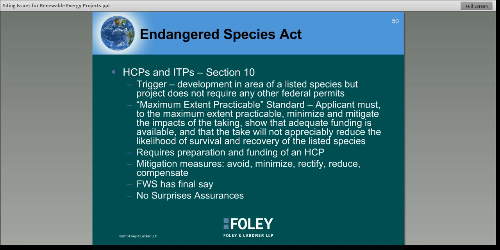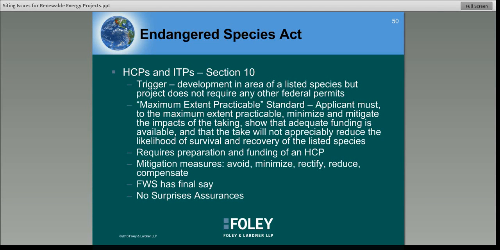The mitigation measures that FWS is going to look for under Section 10, this is the order that they'll look at them. First, they're going to look to have parties avoid impacts. Then they're going to look to have them minimize impacts. Then they're going to look to have them rectify impacts, reduce impacts, and finally compensate for impacts. So mitigation is generally required under HCPs and ITPs, and there's generally a cost associated with that.